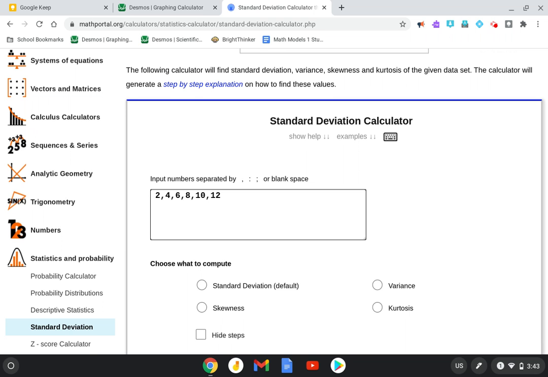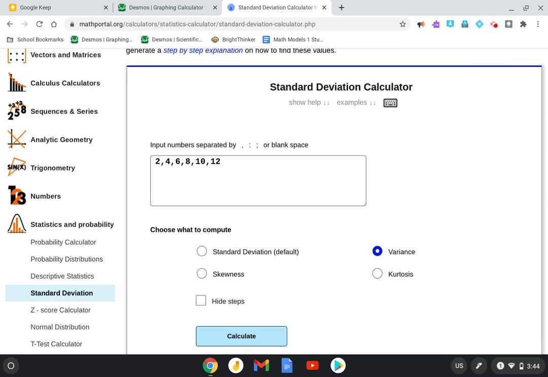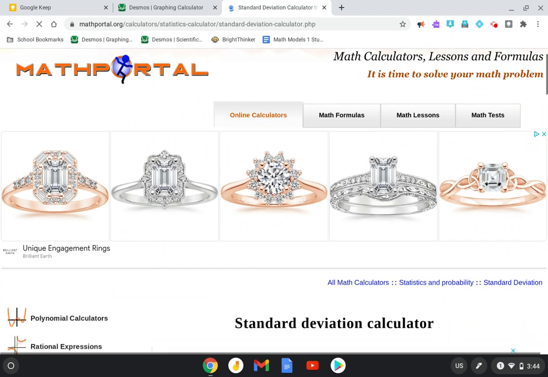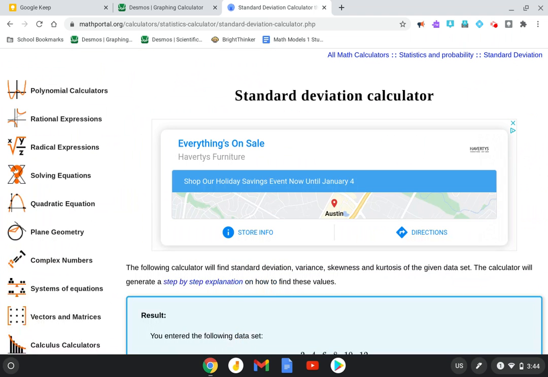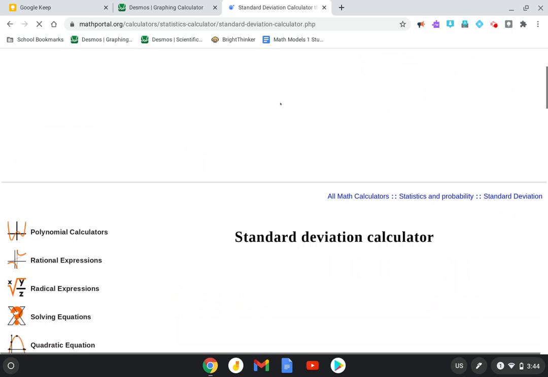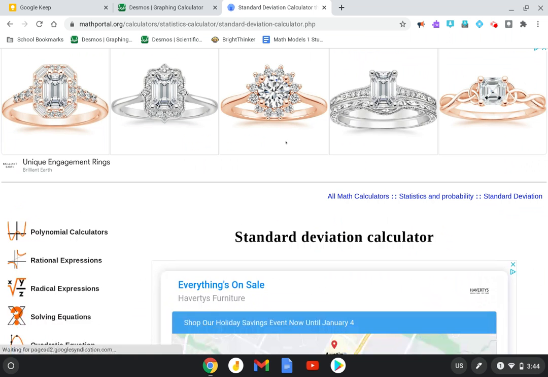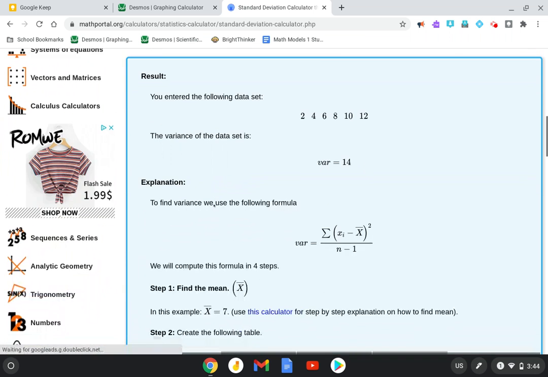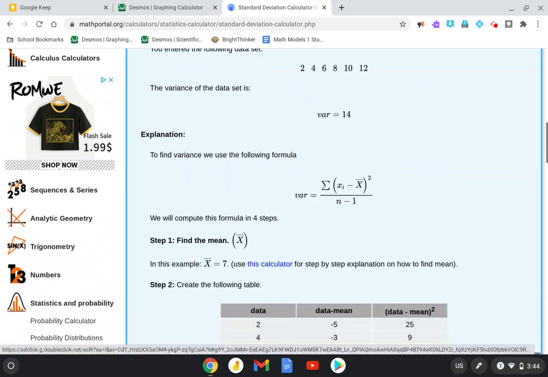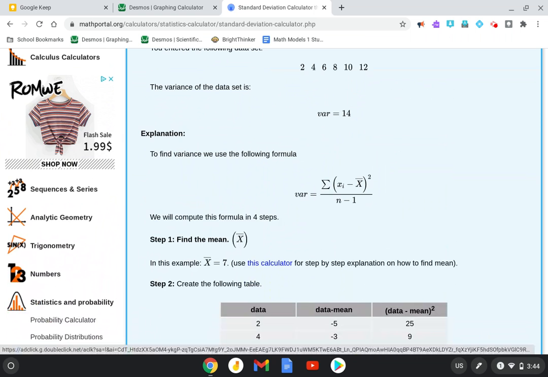We'll go ahead and we can either find variance or standard deviation, one or the other, and then we can go back and find the other if we want. Select variance first. It's not loading for me here. Let's try reloading this. So we have this data. It says the variance of the set is 14.